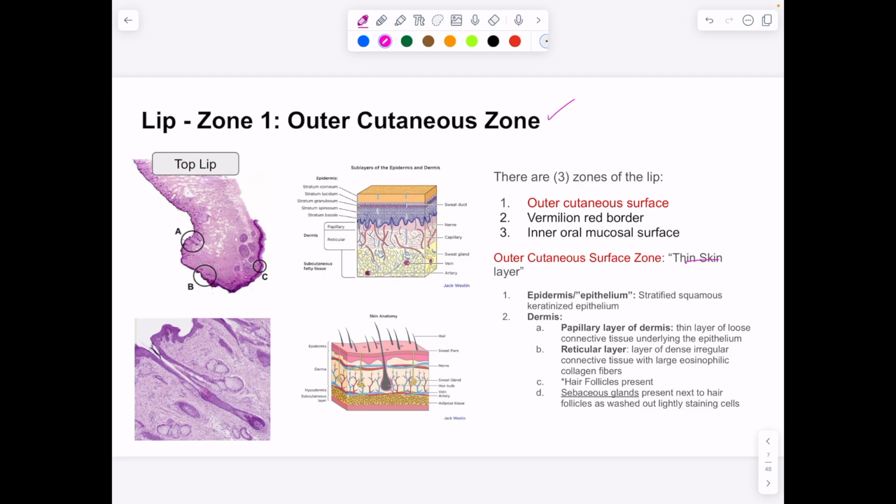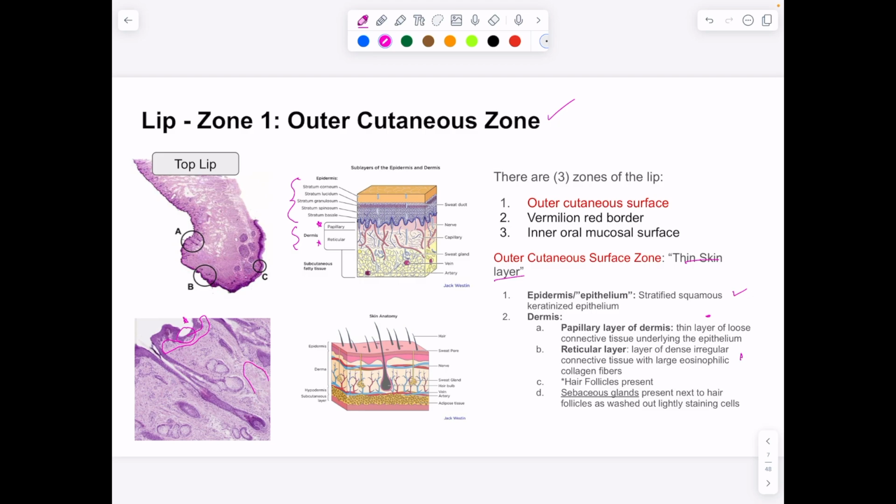Again, this is just thin skin, so our epidermis, if you were to zoom in here, is just stratified squamous keratinized epithelium, and then we know since it's a skin, we have our epidermis, and then deep to that we have our dermis, which is made up of papillary and reticular layers. And so we have our epidermis. Deep to that we have our papillary layer, which is loose connective tissue underlying the epithelium, and then deep to that we have a reticular layer, which is a layer of dense irregular connective tissue with large eosinophilic collagen fibers.